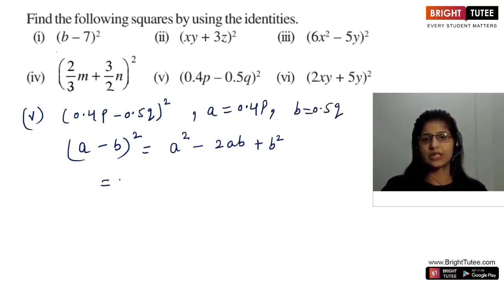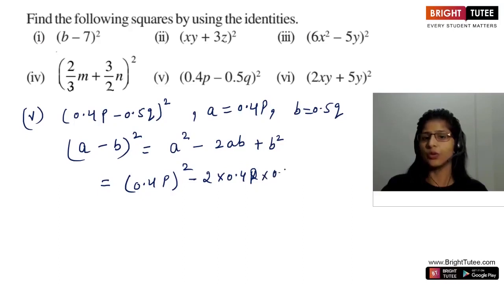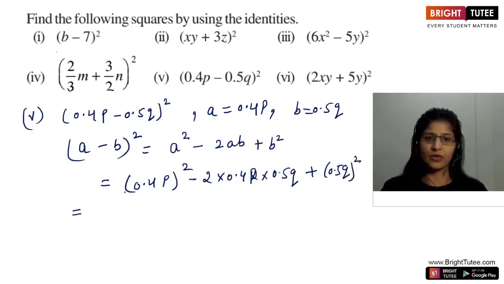Let us put it here in place of a and b. So a is (0.4p) whole square minus 2 into 0.4p into 0.5q, that is the value of b, plus (0.5q) whole square. So 0.4 whole square, if we are doing, we will get 0.16 p square. Then minus 2 into 0.4 is 0.8, 0.8 into 0.5. Just see.